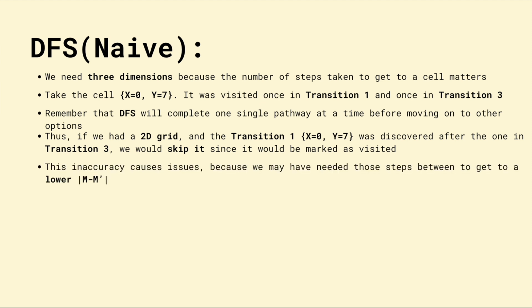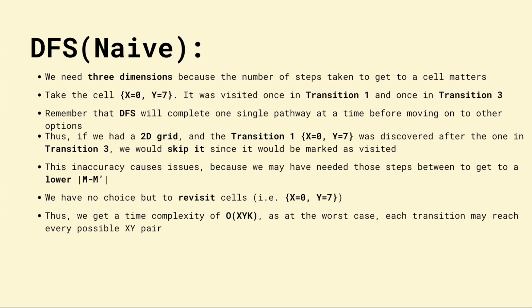Thus, this inaccuracy causes issues because we may have needed those steps between to get to a lower m minus m prime. We have no choice but to revisit cells, and thus we get a time complexity of O of x times y times k, as at the worst case, each transition may reach each possible xy pair.